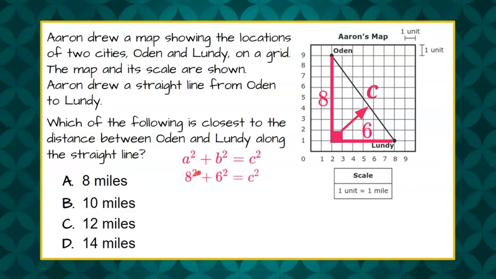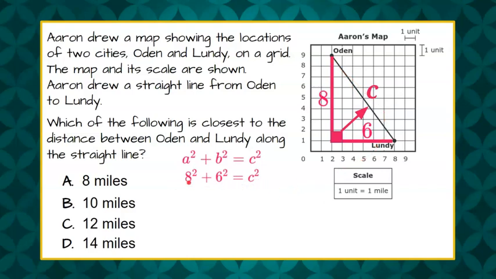And you could have done 6 squared plus 8 squared. These are interchangeable, but C is not. C, our hypotenuse, has to be the side opposite the right angle, which is our diagonal length, and the distance from Odin to Lundy. So let's solve for C.